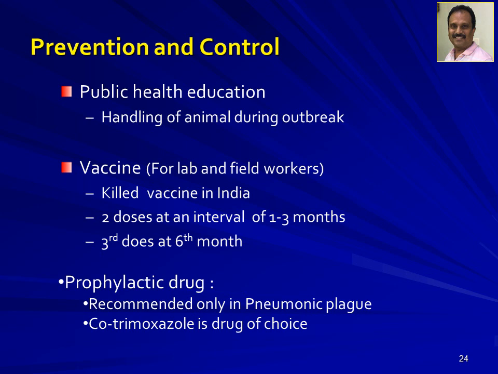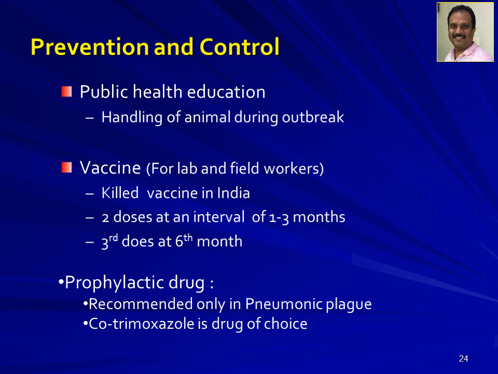To the public, we have to tell that at the time of an epidemic with Yersinia pestis, or in the time of plague, the public also has to be educated about dead animals with this particular disease. And a vaccine for lab and field workers is preferable, and the killed vaccine is available in India.